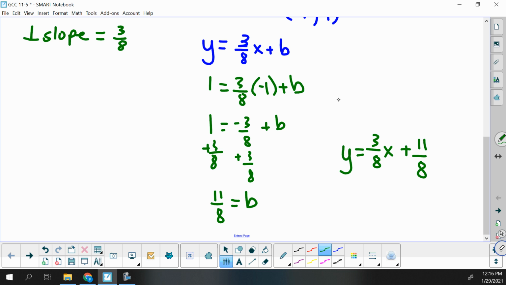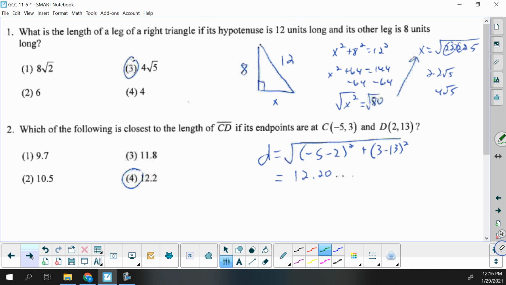Moving over to the homework, we want the length of a leg in the right triangle. The hypotenuse was 12, the other leg was 8. So do your Pythagorean theorem, make sure the 12 is by itself. When you subtract the 64 over and then take the square root, we'll do a factor tree. You get 4 2's and a 5. So circle your pairs. 1 from each pair goes out front. 2 times 2 is 4, so we get 4 square root of 5.